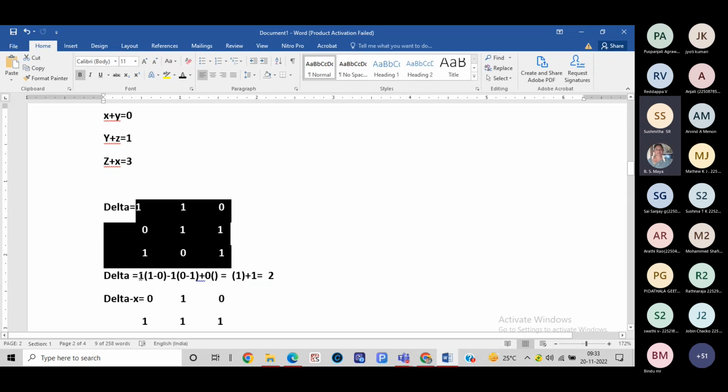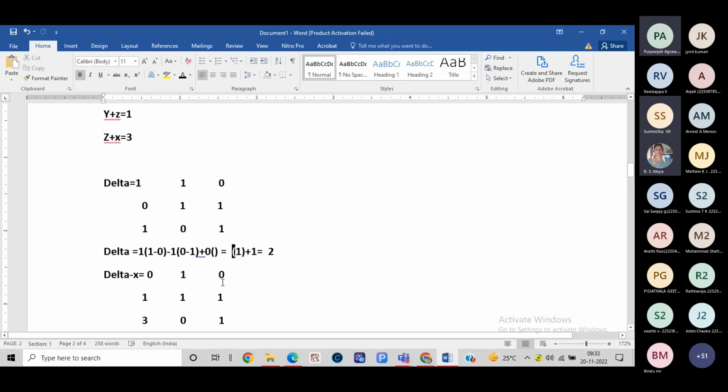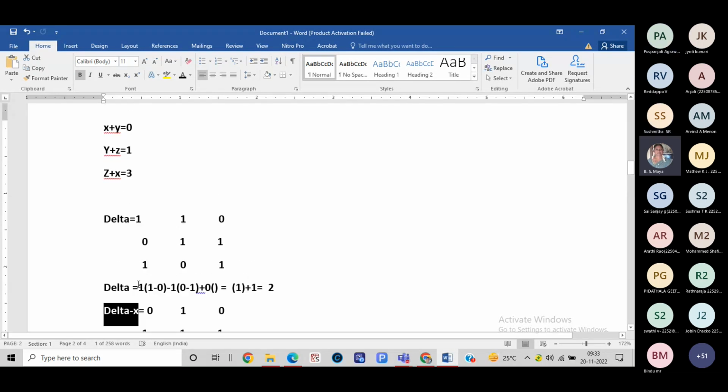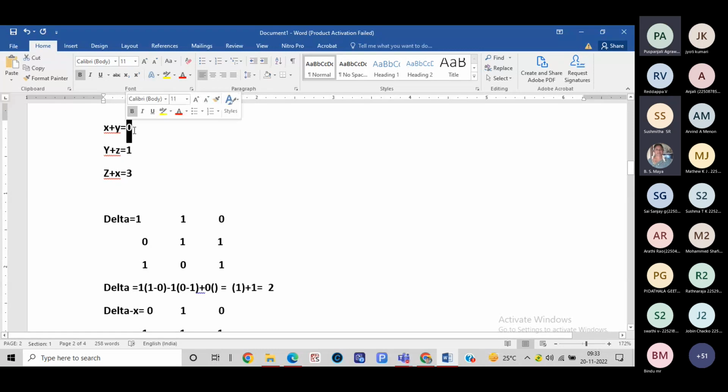Then to find out delta, do you feel difficulty? No, ma'am. 1 into this and 1 into 0 0. Okay. Then next, after finding delta, you should go for delta x. This is the normal method; only the first step we should remember. Whenever I am finding delta x, always replace with d1, d2, d3. What are d1, d2, d3? The right hand side, you should take it out: 0, 1, 3.